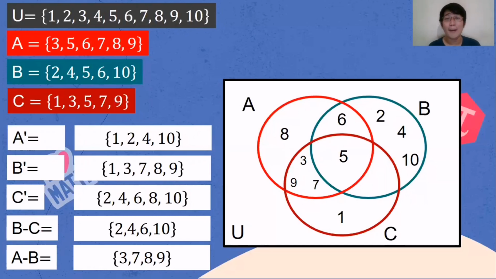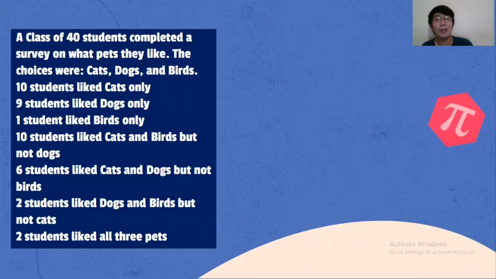We will now be having word problems. Okay, let's now solve word problems using Venn diagram. Here is the example. A class of 40 students completed the survey on what pets they like. The choices were cats, dogs, and birds.